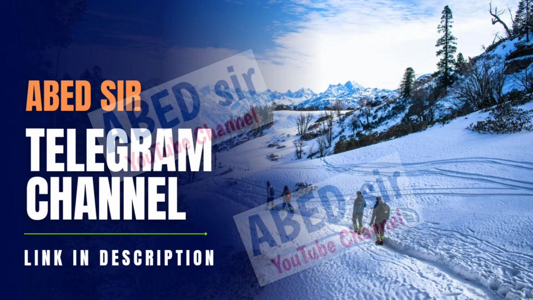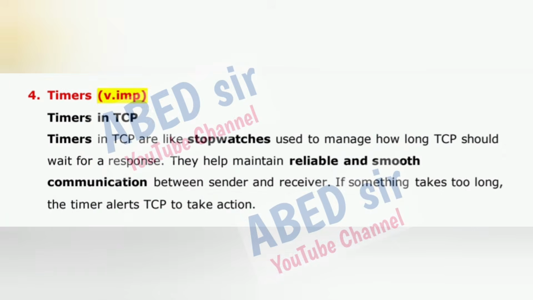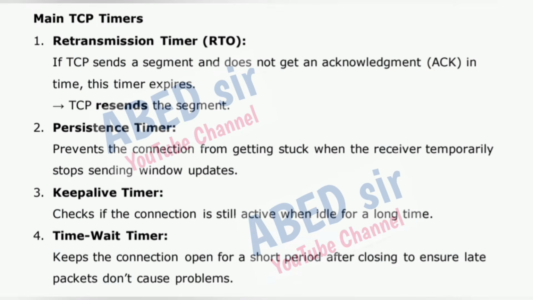Next important short question is 4. Timers in TCP. Timers in TCP are like stopwatches used to manage how long TCP should wait for a response. They help maintain reliable and smooth communication between sender and receiver. If something takes too long, the timer alerts TCP to take action. Main TCP timers. 1. Retransmission timer, RTO. If TCP sends a segment and does not get an acknowledgement, ACK, in time, this timer expires. TCP resends the segment.